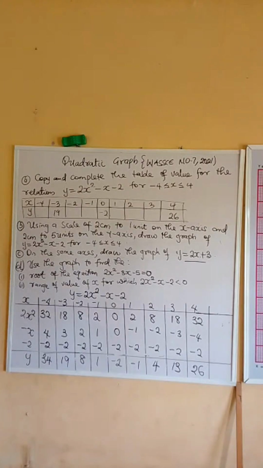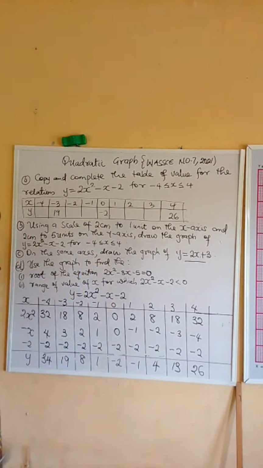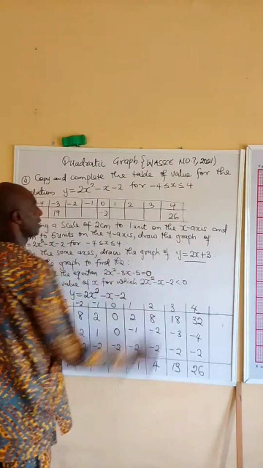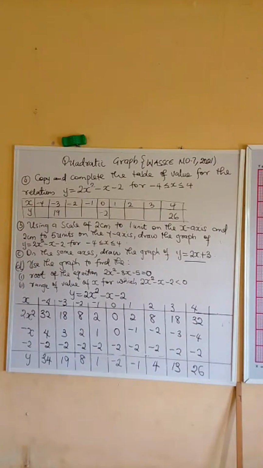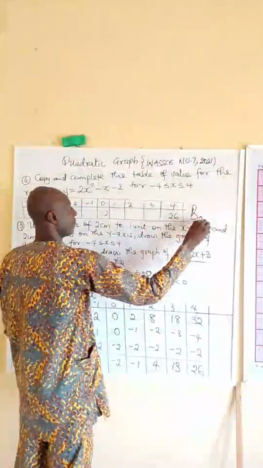When you look at this table in the question, look at 19. 19 is here. Under 0 is minus 2. It's correct with the question given to us. Under 4 is 26. We are marking the question. This place will be B3.